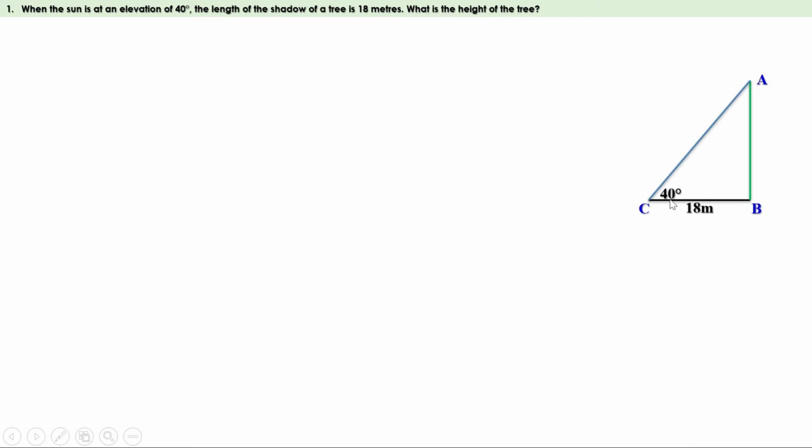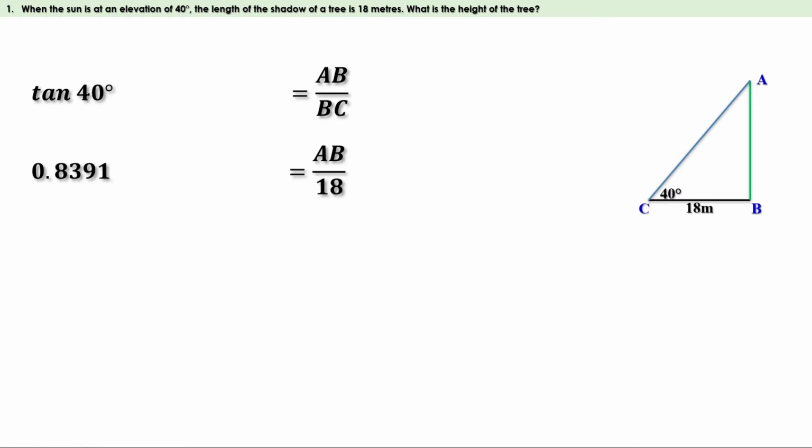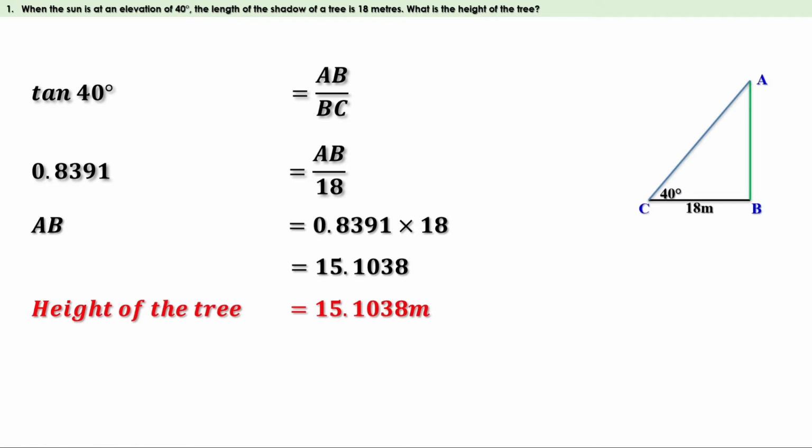So let us take tan 40. Tan 40 is opposite side by adjacent side, or AB by BC. The value of tan 40 is 0.8391 and BC is 18 meters. Replacing the values, we can write 0.8391 equal to AB by 18. Taking 18 on the other side, we can write AB equal to 0.8391 into 18. Multiplying, we get 15.1038. That is, AB is 15.1038 meters, or the height of the tree is 15.1038 meters.